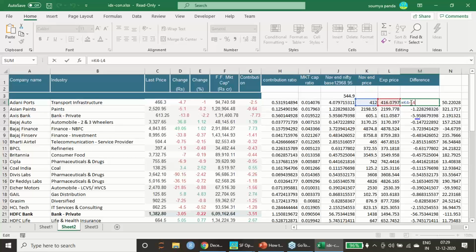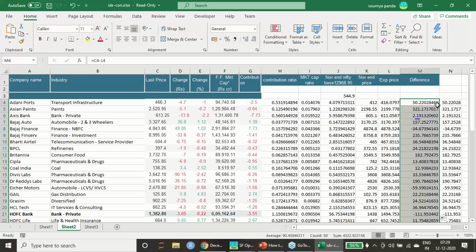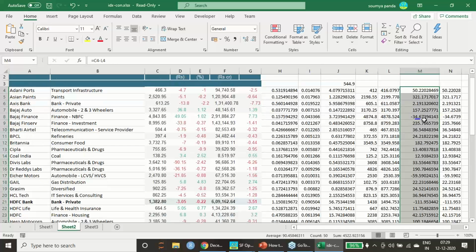So if I alter this, instead of the November end price, if I take the last price of the stock and the expected price, you can get these particular values. Both values will be the same, because we are taking common values here.